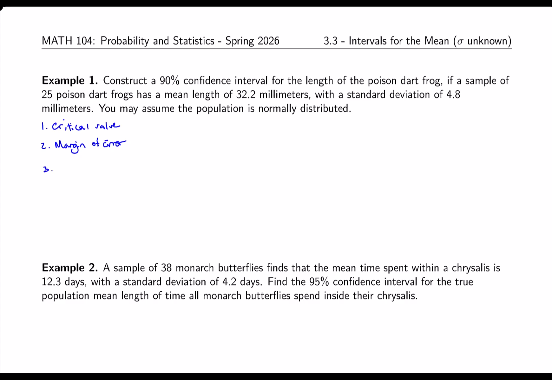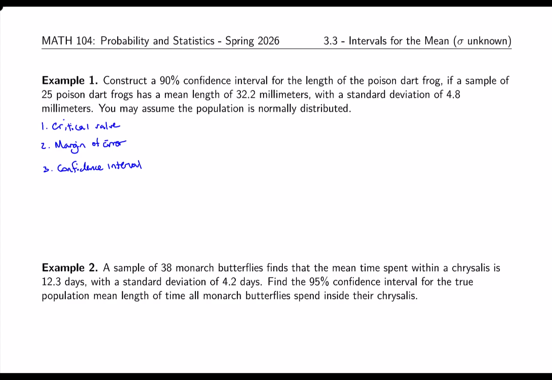And then lastly, we then come up with the confidence interval. The only one that really looks different at all is step 1, and that's just because we're using the t-distribution instead of the normal distribution. But let's go through all the details here and just make sure everything is in place.